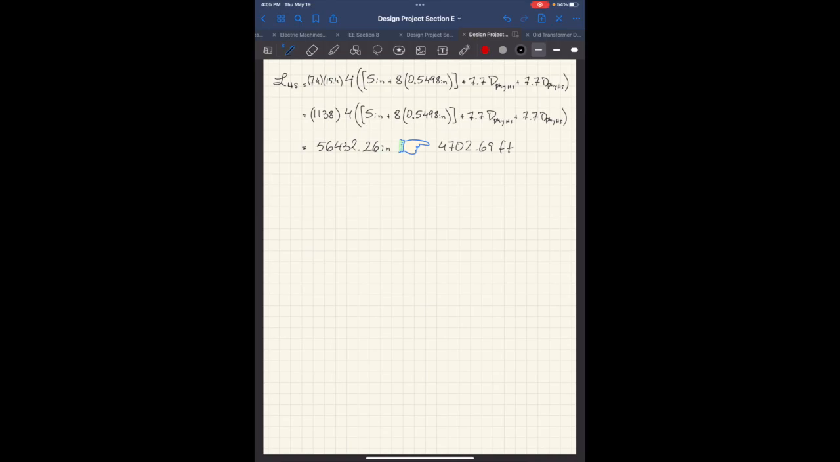All right. So now we're ready to calculate the resistance of those conductors. How are we doing so far? It's a lot of number crunching. I know it is.